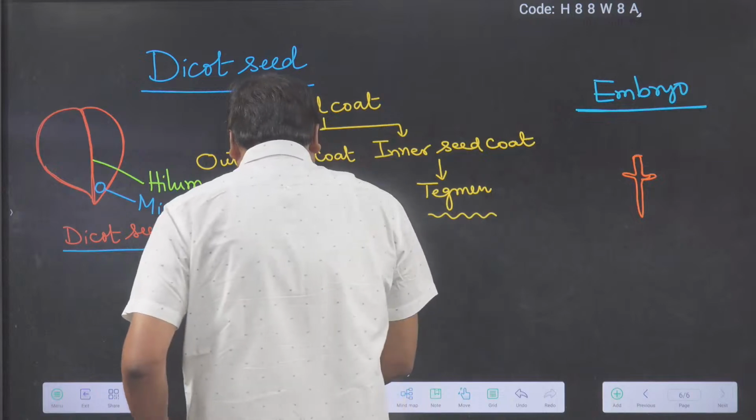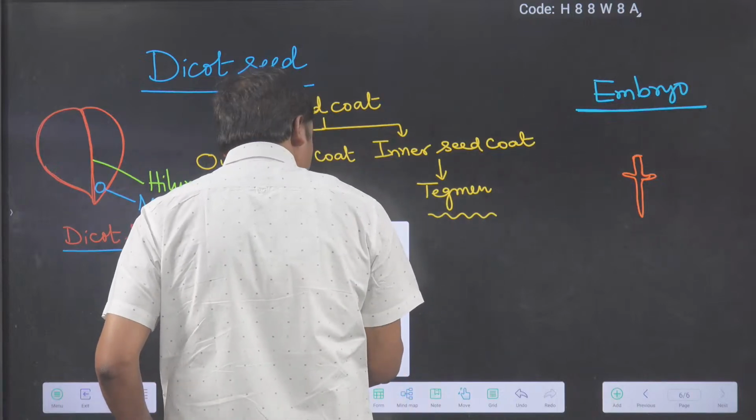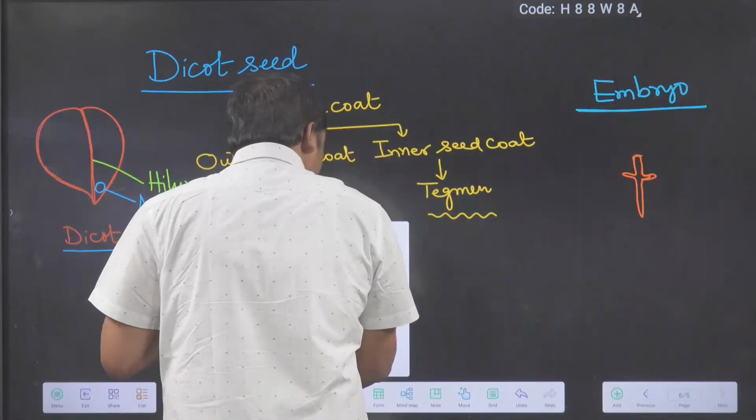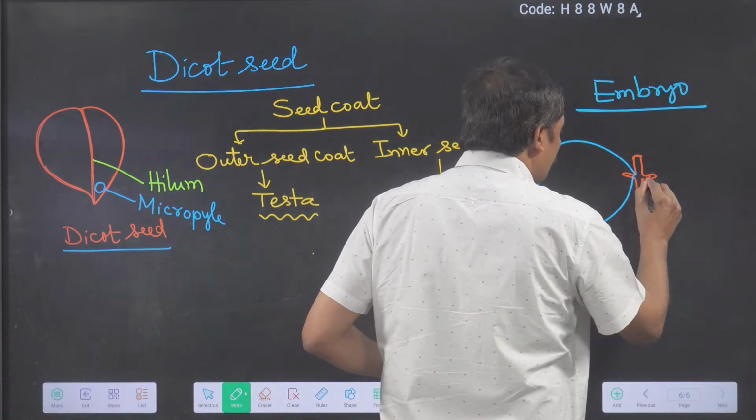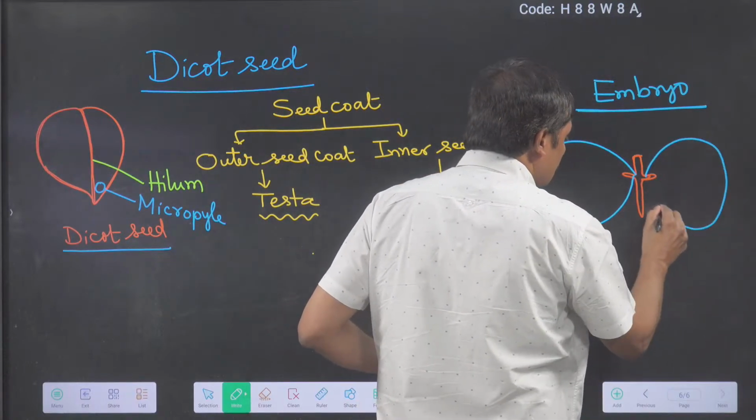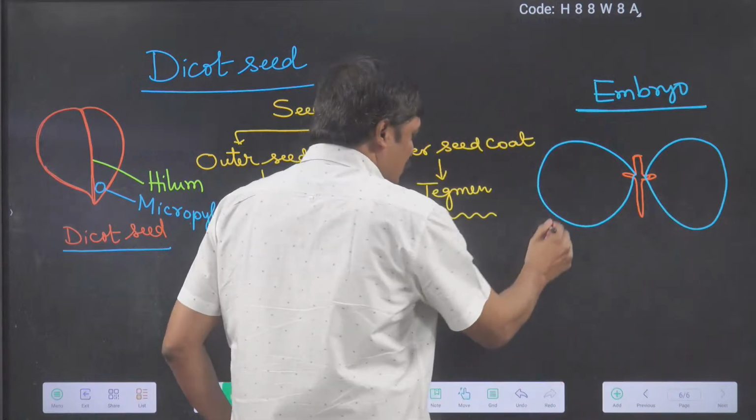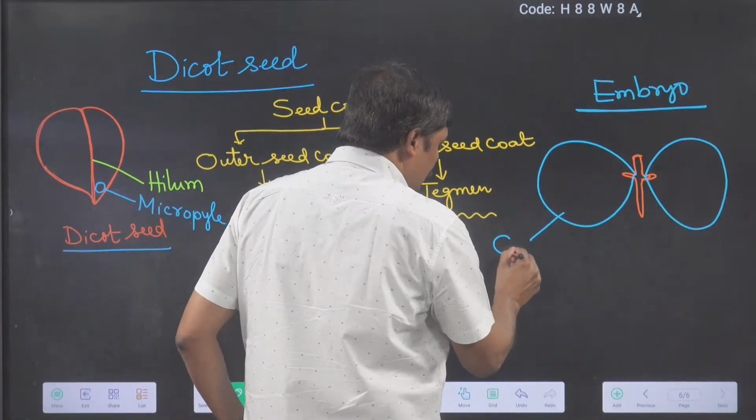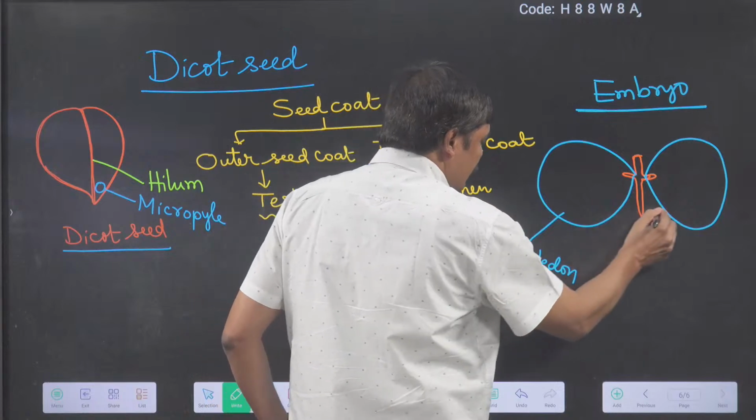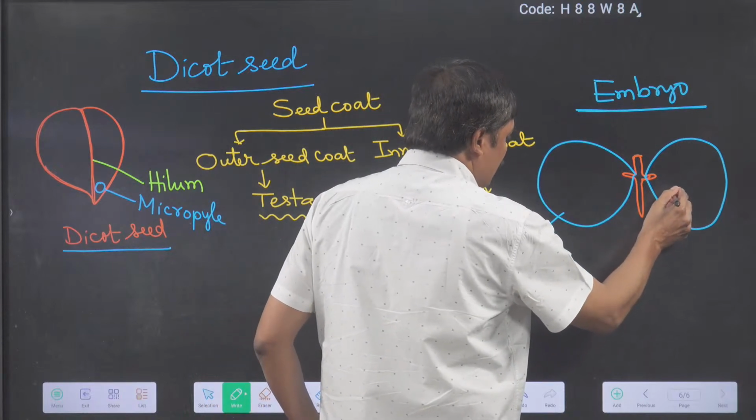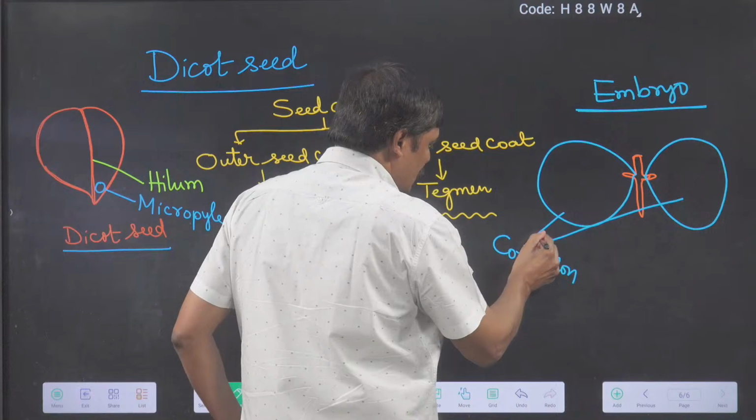Yes, that is the embryonal axis. The embryonal axis contains two cotyledons. This is one cotyledon. This is another cotyledon. Okay?